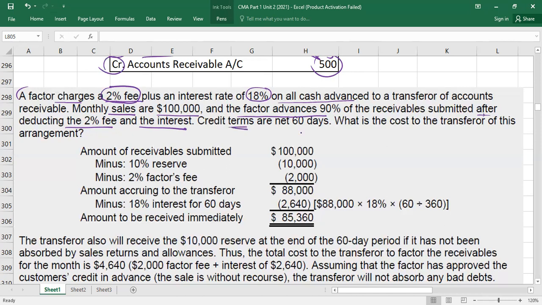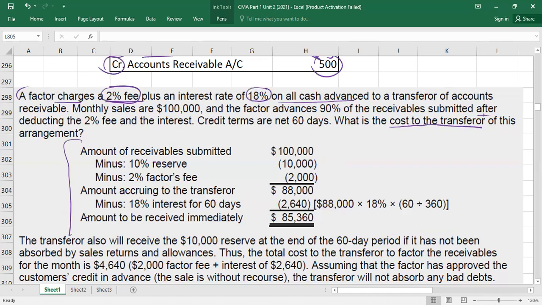And these credit terms are 60 days. It means the customer will pay after 60 days. It means we need a loan only for 2 months, right? Yes, because you have a deficiency of only 2 months. So here we go. The question is: what is the cost to the transferor? How much is the cost to the company who is taking a loan against receivables? Cost to the transferor.